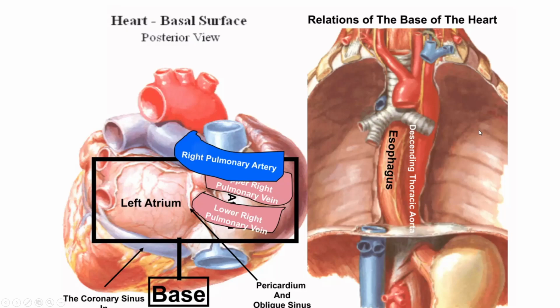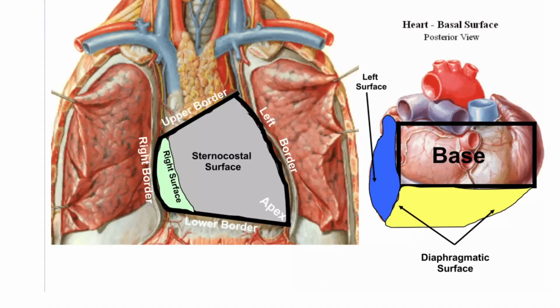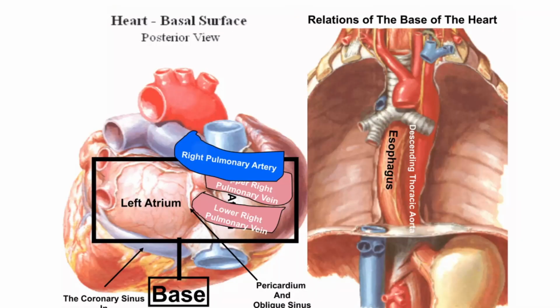Relation of the base of the heart: the base is connected to the esophagus. Here we have the nervus vagus with the nervus laryngeus recurrens, here on the left side under the aortic arch, and on the right side under the subclavian artery.